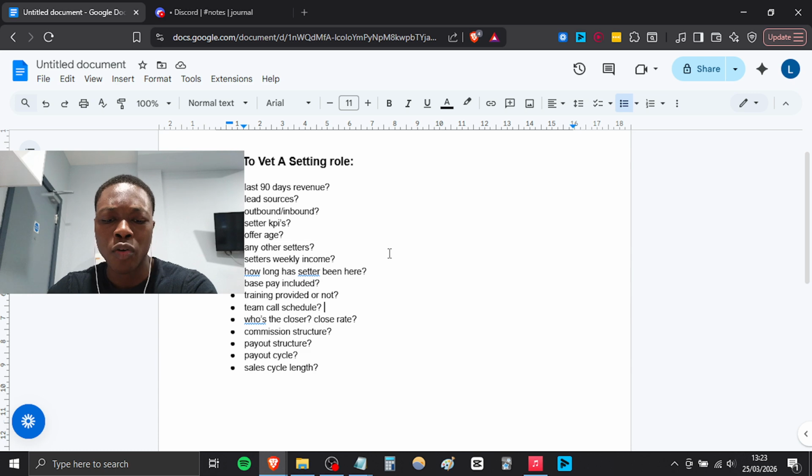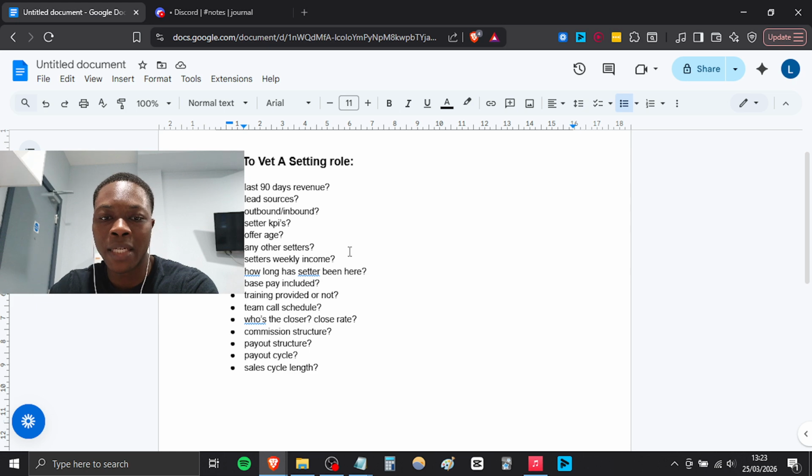So I'd say, don't really join any offers that haven't been around for at least 3 months, at least 6 months. The longer the better, essentially. Any other setters on offer? This just ties back into the original one. If there's any other setters on offer, then it proves that there's history there. It proves that the offer's making money, the setter's making money. Otherwise, it would have left.